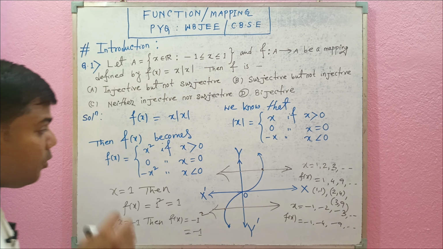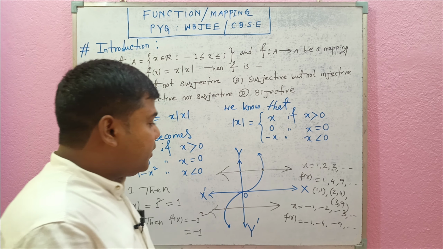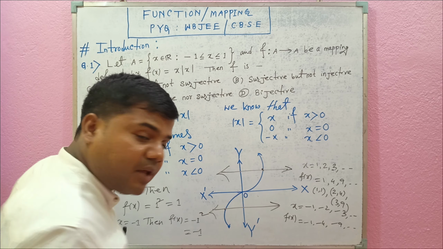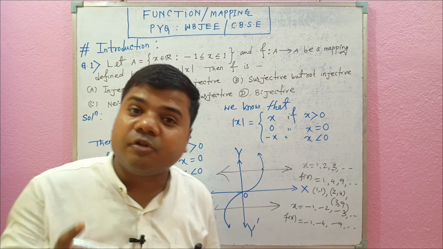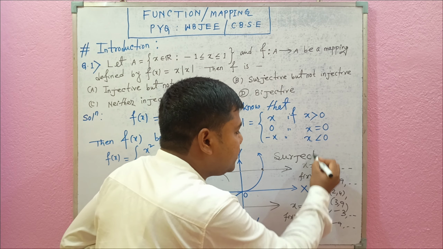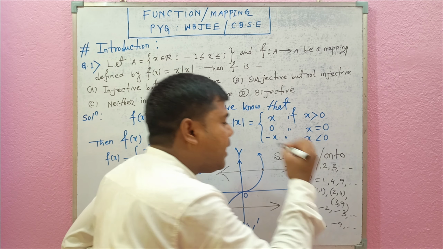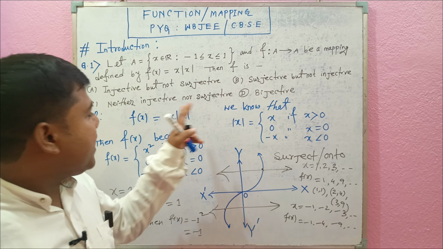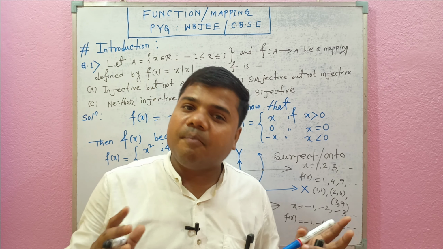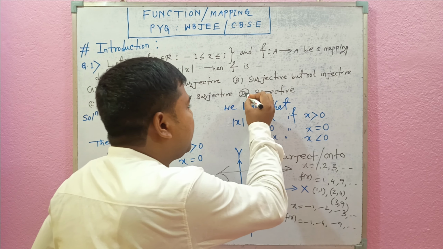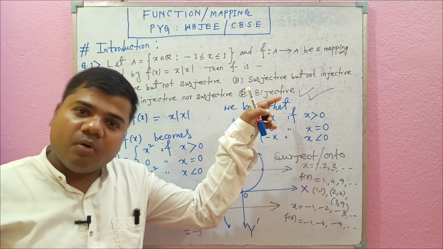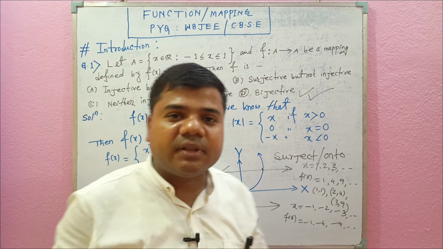And we clearly say that there is an image for every value of x. So this is surjective or onto. Hence, we have f of x is injective as well as surjective. Then this is bijective. So here option D is the correct option. That is, the function is bijective. Now we will discuss the next question.